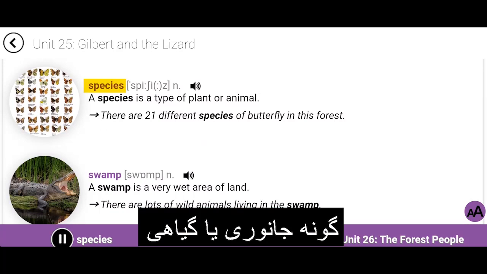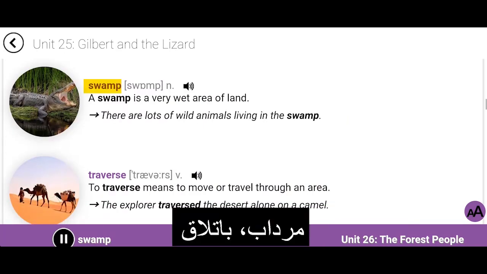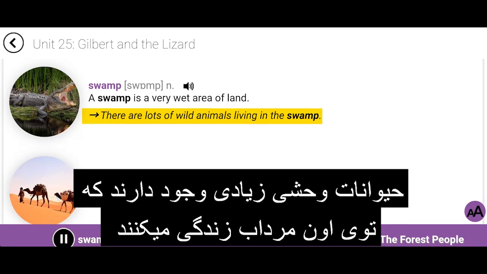Species. A species is a type of plant or animal. There are 21 different species of butterfly in this forest. Swamp. A swamp is a very wet area of land. There are lots of wild animals living in the swamp.